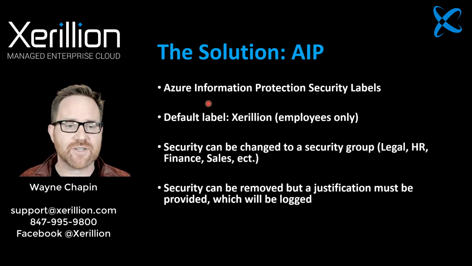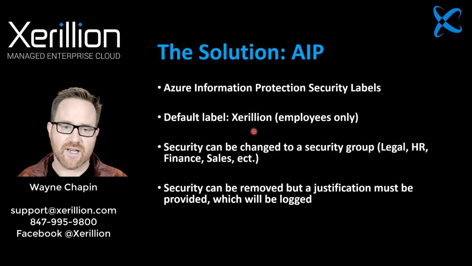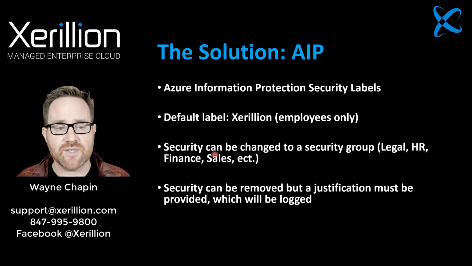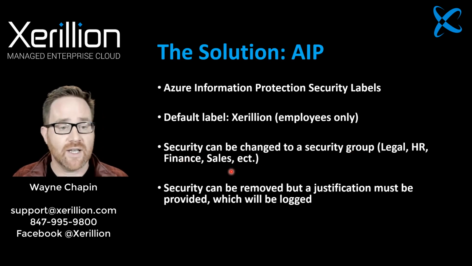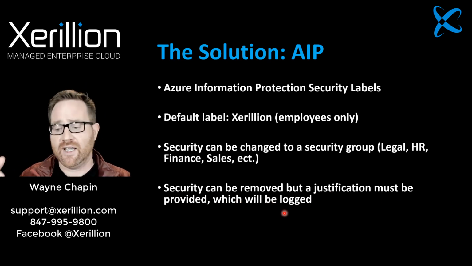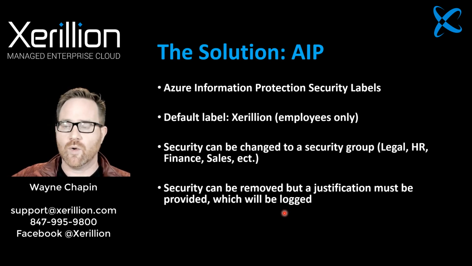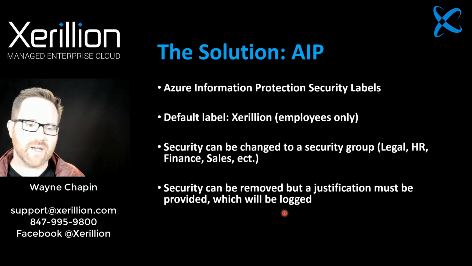And so that's Azure Information Protection security labels, with a default label being Xerillion, which means only employees would have access to this document. Now, the security can be changed to a security group: legal, HR, finance, sales, and the security can be removed. It can be downgraded, but a justification must be provided, which will be logged inside the system. If Microsoft eventually makes that adjustment where work files are supported by Adobe Acrobat on a Windows computer, then we will probably turn this back on again.